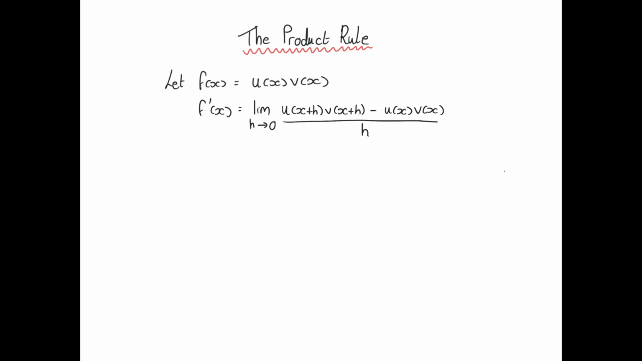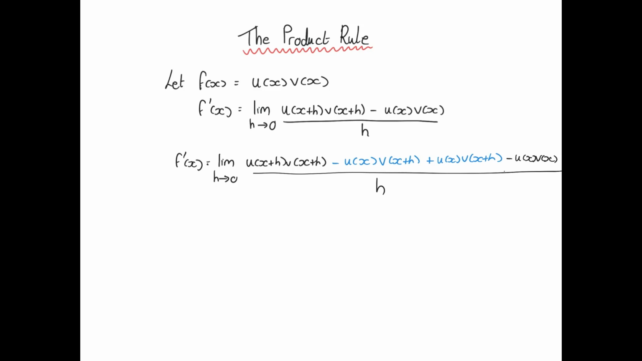Now it's not very clear what we can do with that. However, we're going to rewrite the numerator to see if this can help us. What we've done there is keep it equal by adding and taking away the same term. We took away u of x times v of x plus h, then added it back on again. So when you simplify it, it's no different to the line above. However, we now have four terms and we can look at factorising the front two and the second two.